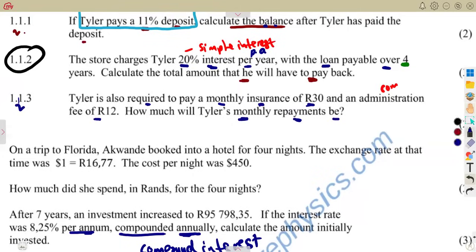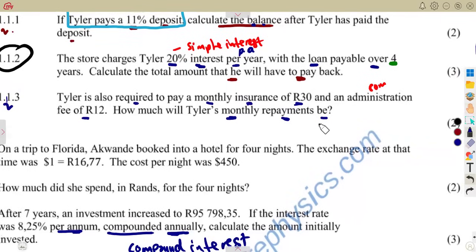So from this statement alone, this part is going to be additional information that we are given, which is 30 plus 12, which is going to be 42. So there we are going to have 42 Rand additional, to be added to what exactly he is supposed to pay monthly.